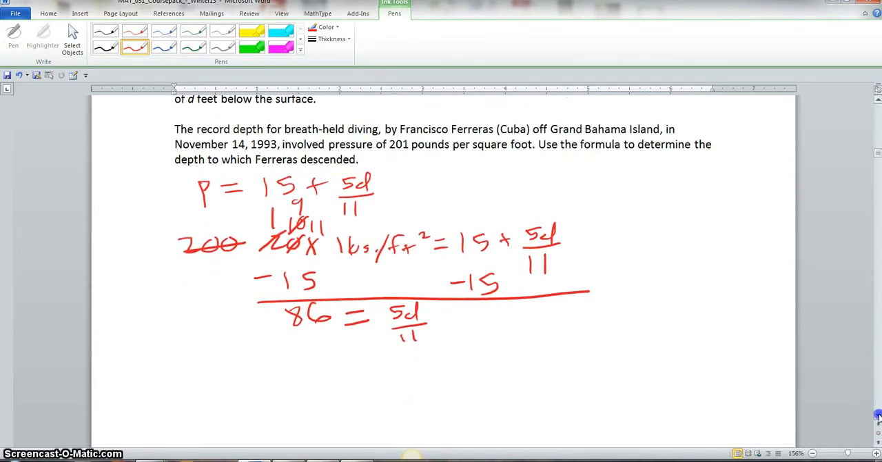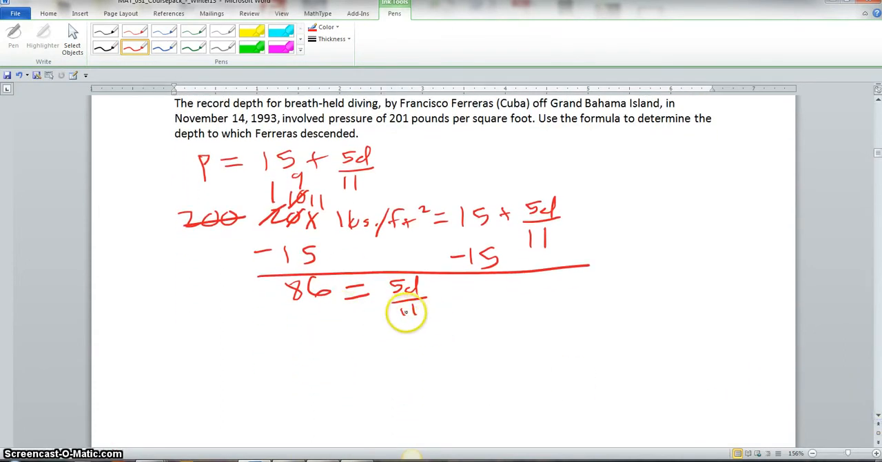Now, we're going to multiply each side by 11 to get d by itself. So we'll multiply each side by 11. And this is actually to get rid of the denominator. So on our right side, we will have 5d. And then we would take 86 times 11, which would give us 946. So now we have 946 is equal to 5d. And we can divide each side by 5.